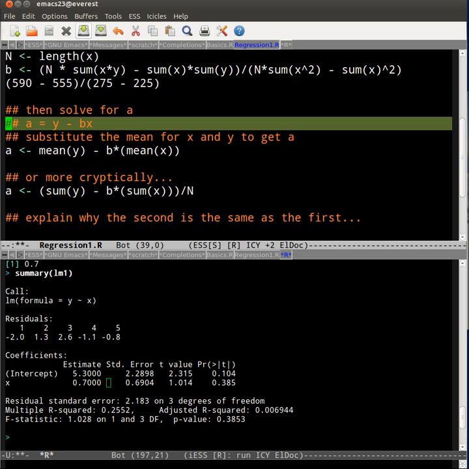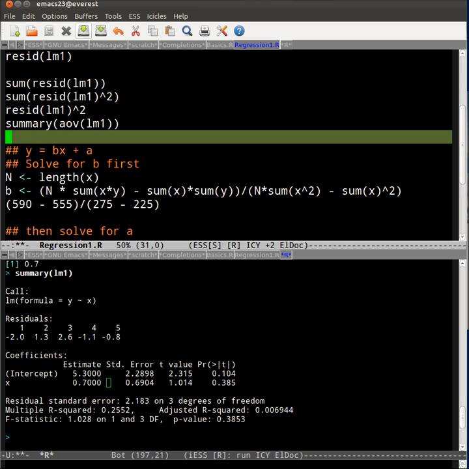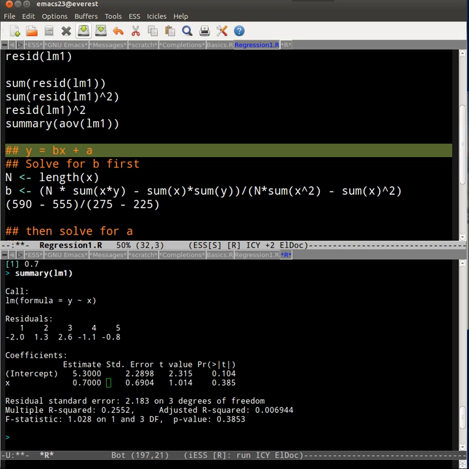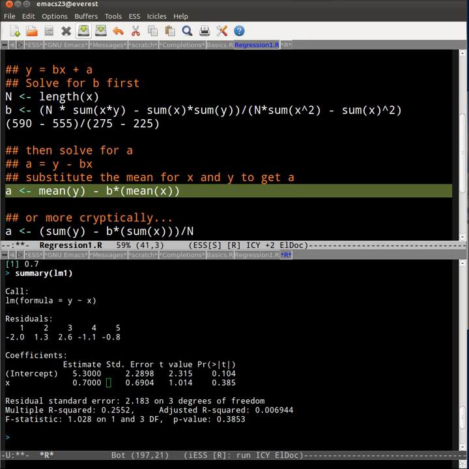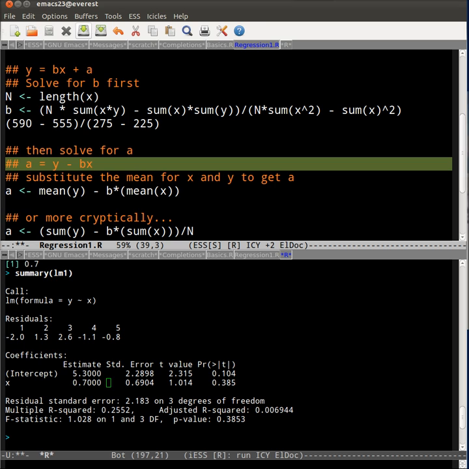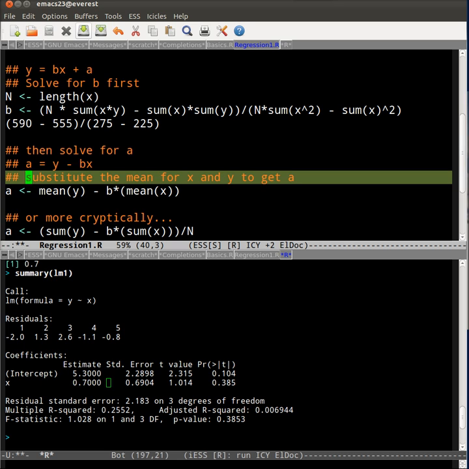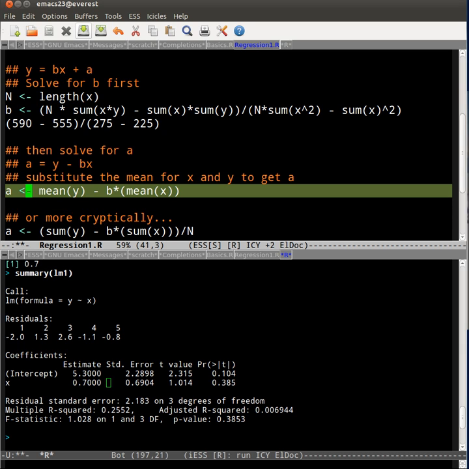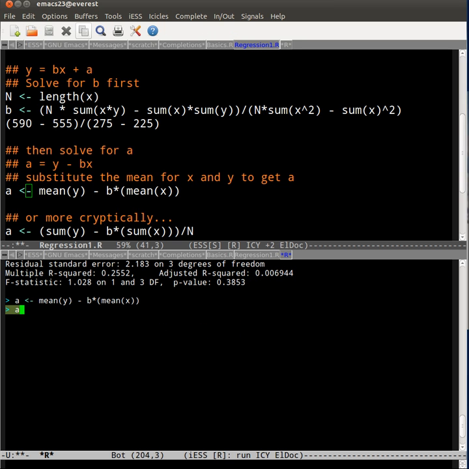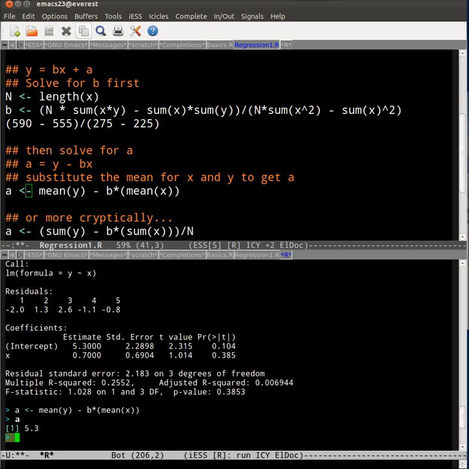Now the easiest way to solve for a is to just work backwards. Remember that y equals bx plus a. Just solve for a: put a on the left-hand side, or swap things around, so that a equals y minus bx. Simple substitution here, flipping things around. And then you can just substitute in the mean of x and the mean of y in order to get a. So a can be calculated by taking the mean of y minus b times the mean of x, and you'll see here that a is indeed 5.3.